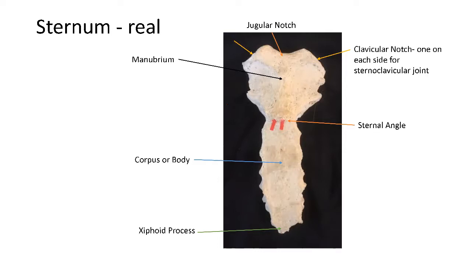The sternum has 2 landmarks that you have to be able to identify. The top one is the jugular notch, which is right at the top. The jugular veins are just deep to it. And the clavicular notch on each side, there's 2 clavicular notches. That is for the sternoclavicular joint. The sternoclavicular joint is sometimes classified as a planar joint. It is the only axial to appendicular joint for the upper limb. This is how we attach the upper limb of the clavicle to the axial bones of the sternum.